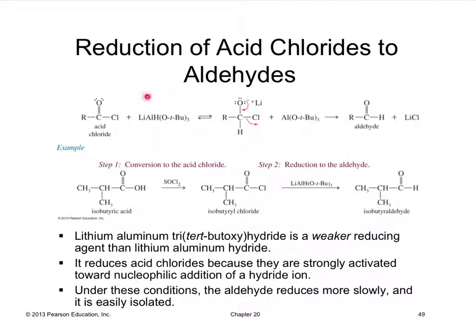Acid chlorides, you can use lithium aluminum hydride with OtBu. You'll have a source of hydride attack the electrophilic carbon, electrons go to the oxygen, generating this product. Then the electrons come down and kick out the chloride to generate the aldehyde. So if you wanted to generate the aldehyde from the acid, you can take the acid, convert it to the acid chloride by SOCl2, and then reduce it with the lithium aluminum tert-butoxide moiety here.